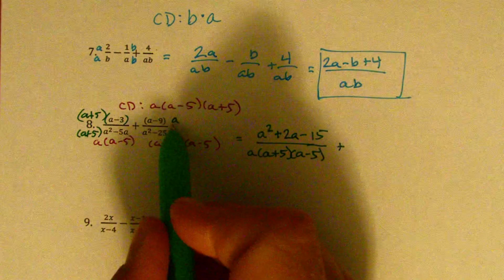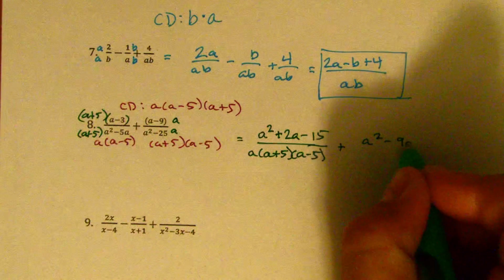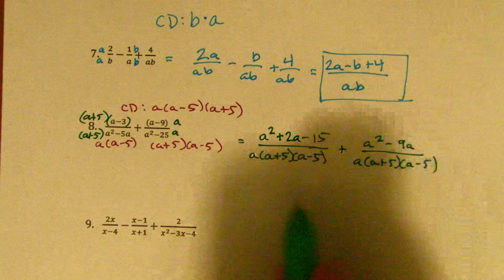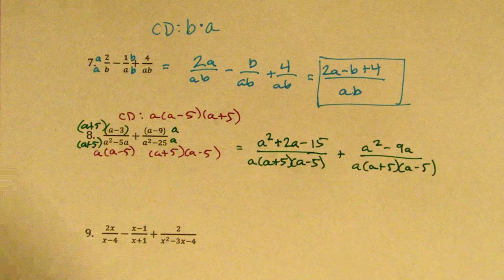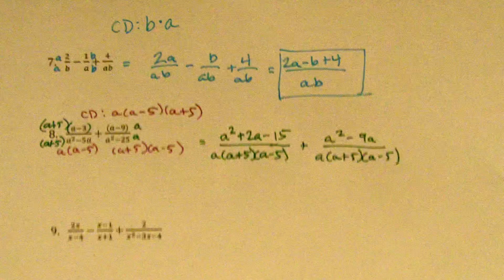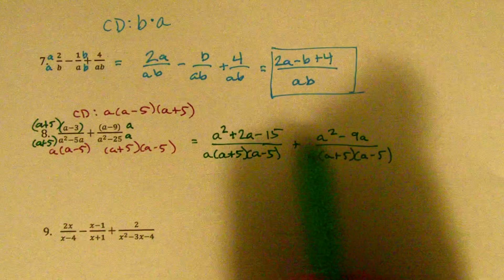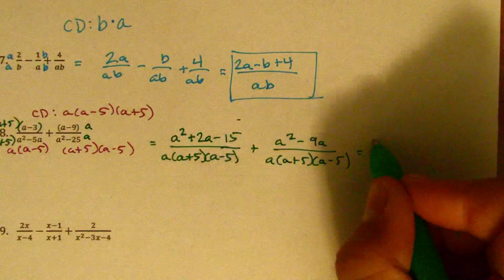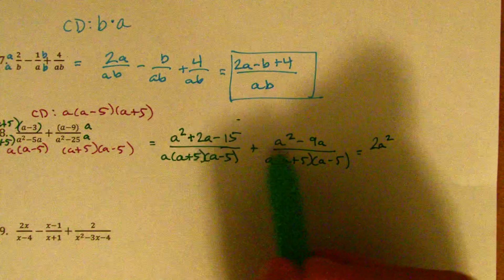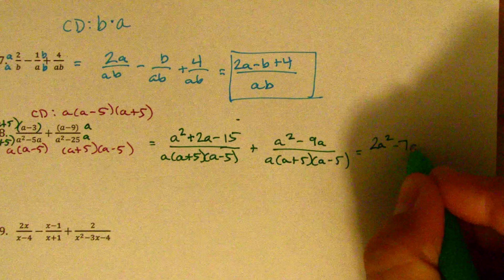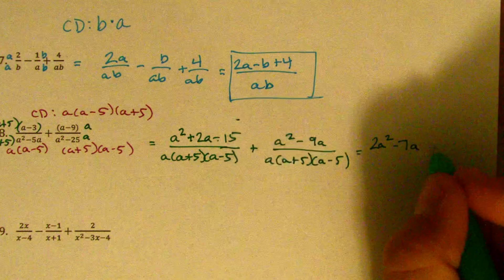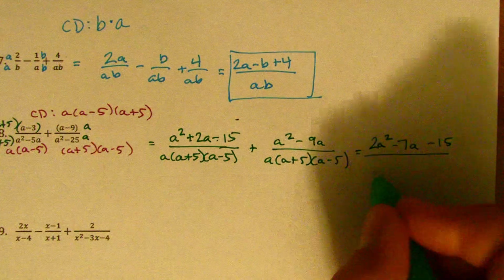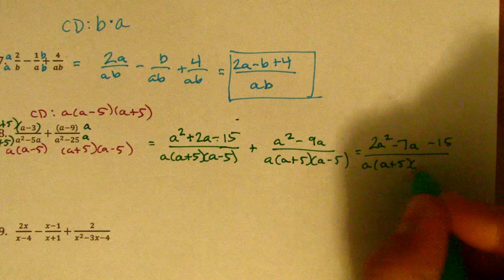Plus, and distributing the a here, that becomes a squared minus 9a all over that common denominator, a plus 5 and a minus 5. And you don't need to multiply out the common denominators. In fact, all the way to your answer, you can leave those factored. You don't need to multiply those out. We have to multiply the top because we have to be able to combine like terms. So here I have a squared plus a squared is 2a squared. 2a plus negative 9a is negative 7a. And negative 15 plus nothing is just negative 15. And then on bottom we have a times a plus 5 and a minus 5.